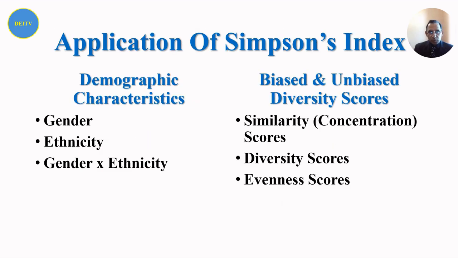Although I presented some examples of how to calculate the biased and unbiased Simpson scores, I'm going to apply the formulas to data in an Excel spreadsheet, and I'll go through the calculations in the cells, how to calculate the unbiased and biased diversity scores, and also the standardized scores. And I'm going to apply that to gender, ethnicity, and then to a contingency table that has gender and ethnicity data combined. And again, I'll go through how to calculate the diversity scores, and then how to calculate the evenness or standardized scores.